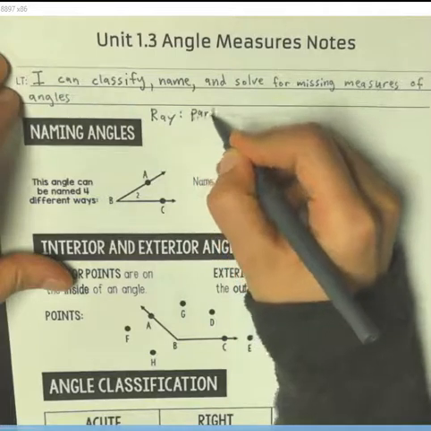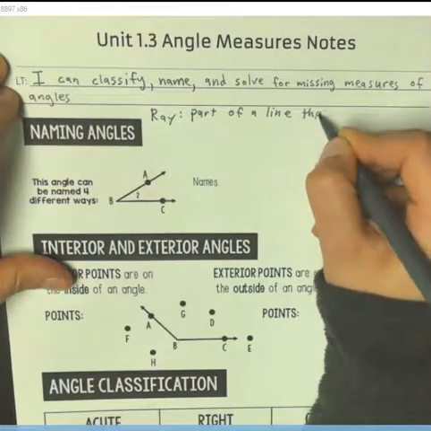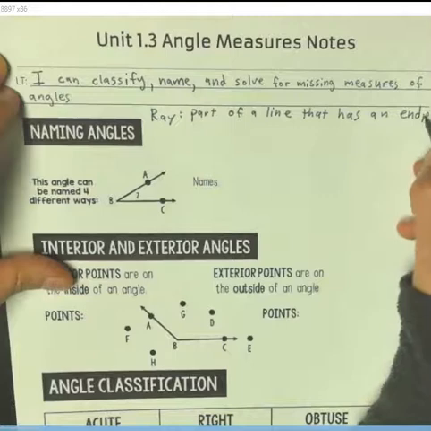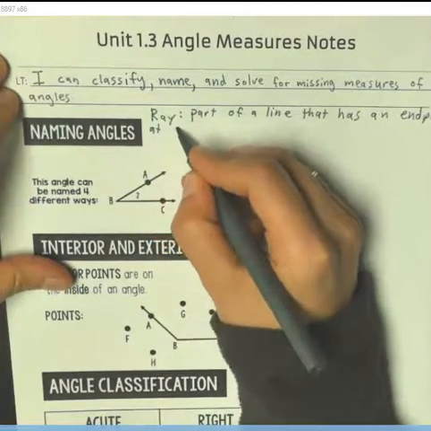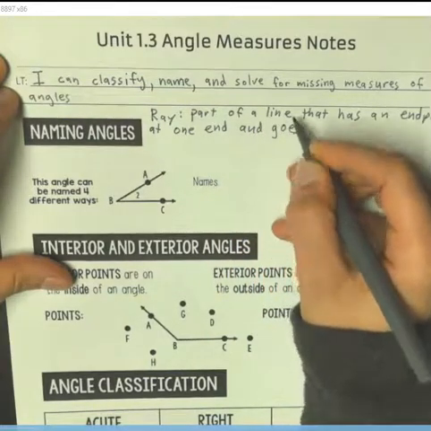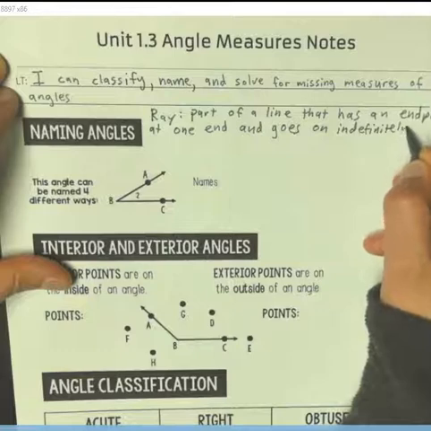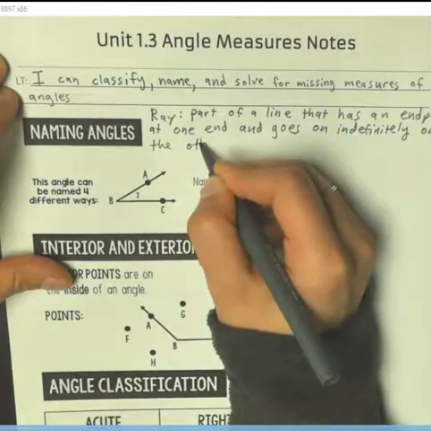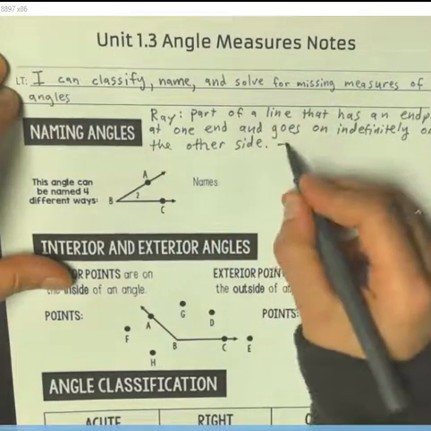Okay, part of a line that has an endpoint at one end and goes on indefinitely on the other side. Okay, so it looks like this.